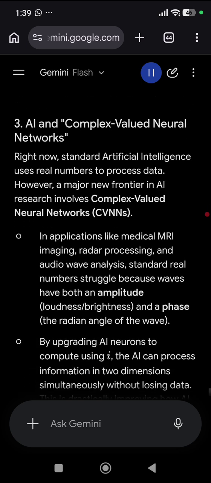3. AI and complex valued neural networks. Right now, standard artificial intelligence uses real numbers to process data. However, a major new frontier in AI research involves complex valued neural networks, CVNNs.